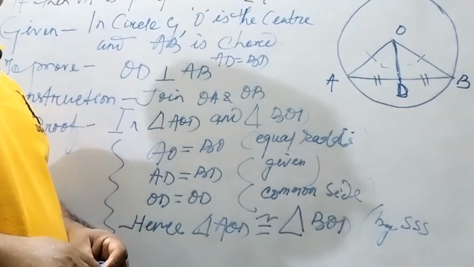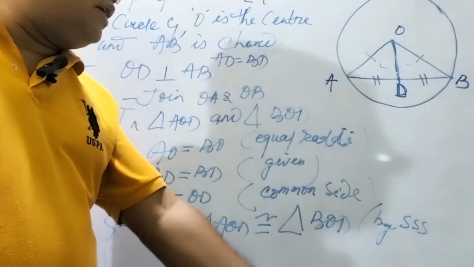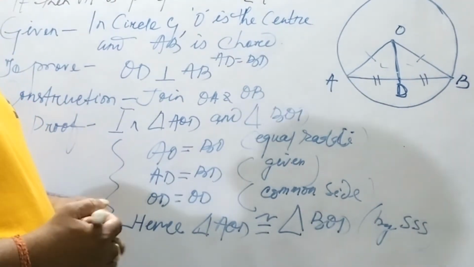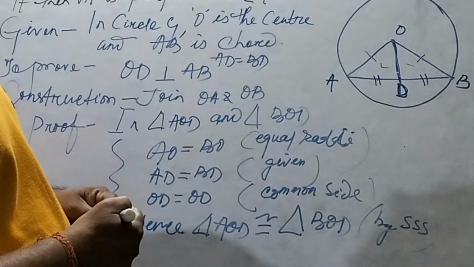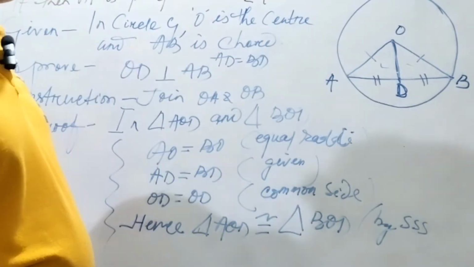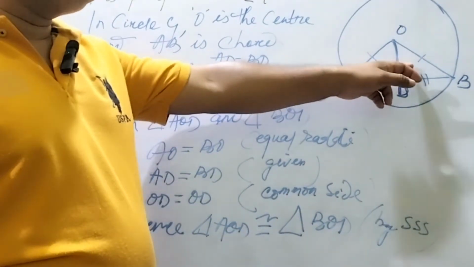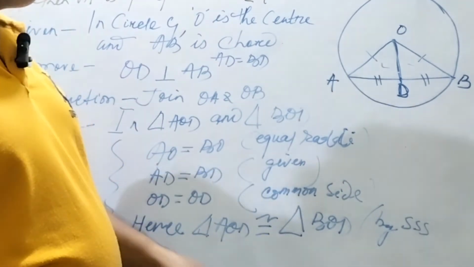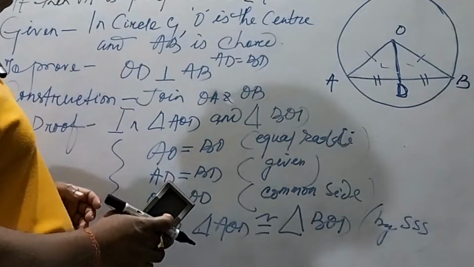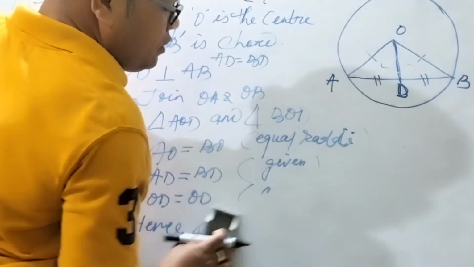Here, this has not been completed. Another thing, the major thing, the perpendicular we will have to show. OD is perpendicular to AB. This is the major part I have to show. These two triangles are now congruent. So applying the CPCT rule, what will I write? Let me erase.